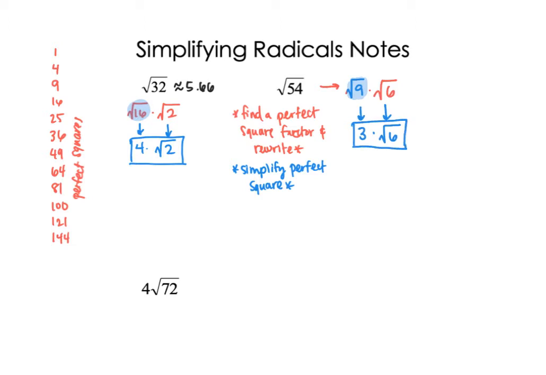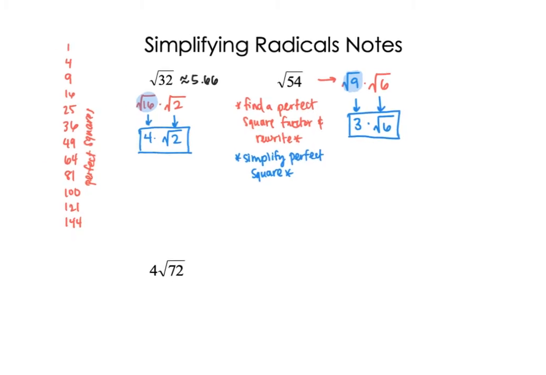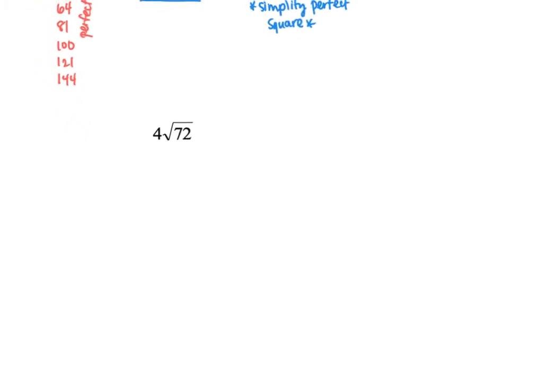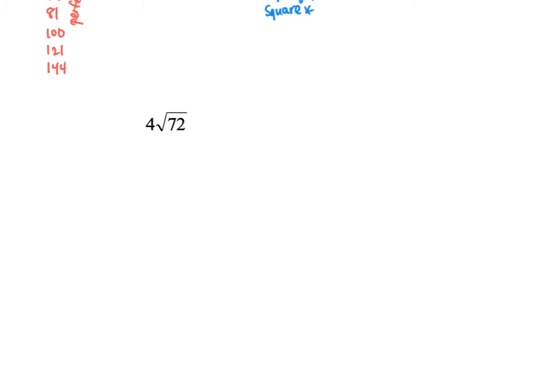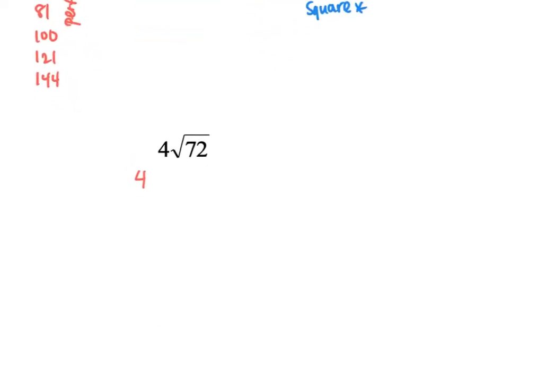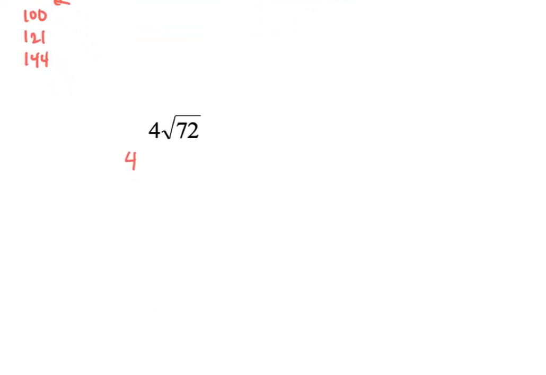Okay, looking at the third one, we have 4 times the square root of 72. So for this one, there's a number on the outside, so we're just going to leave that on the outside. We can't do anything to that. And then 72, a perfect square that goes into 72 is 36. So it's going to be square root of 36 times square root of 2, since 36 times 2 is 72. That's why we simplify it that way.